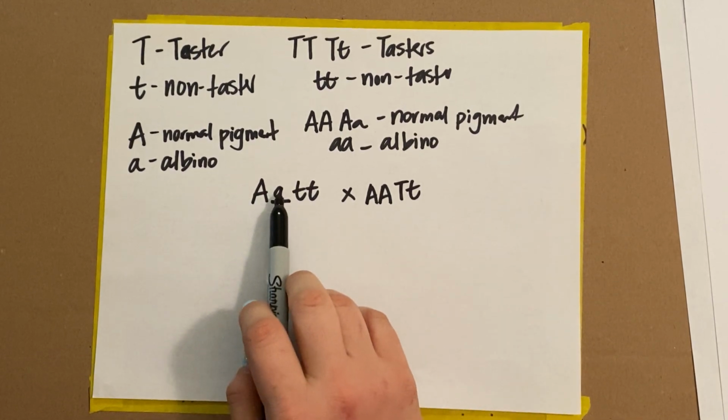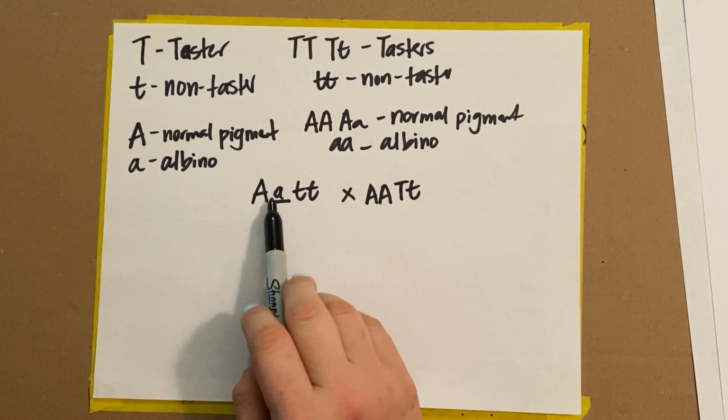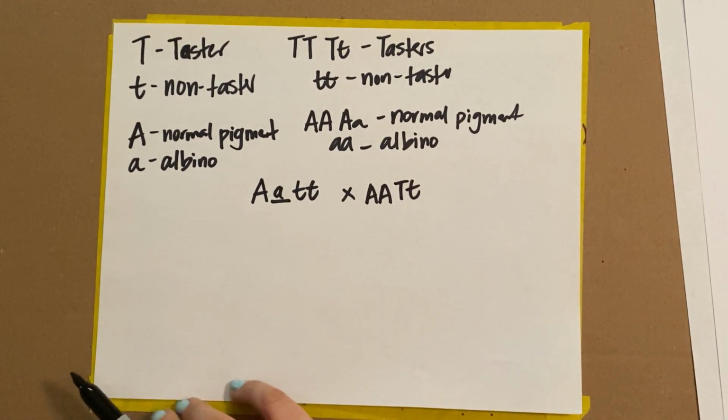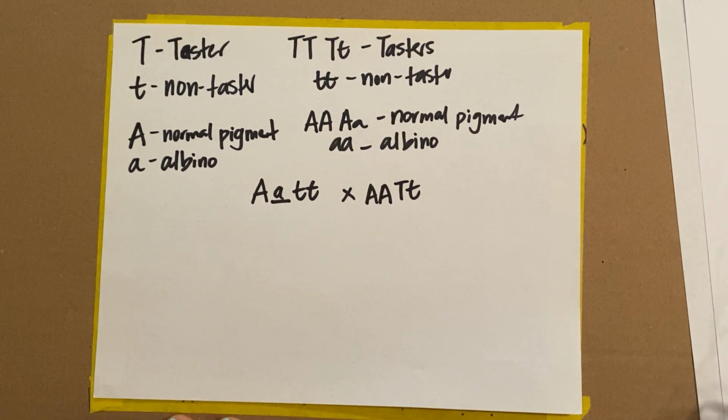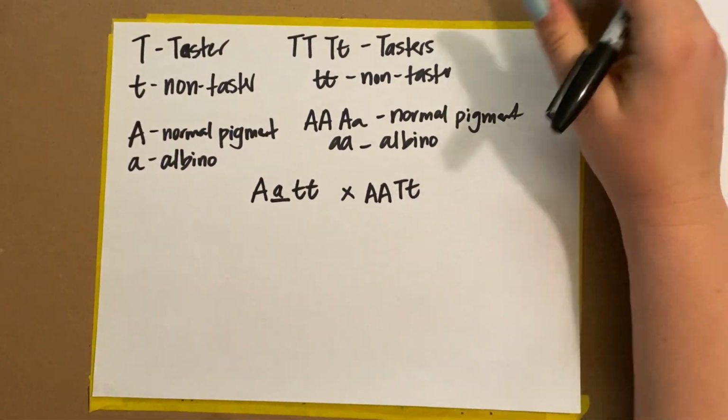And that same situation for the woman. Her father was albino, which means that she has to have gotten a little a from her father, because that's the only allele type that he has. Okay. So then it says, what are the genotypes of the possible children? So this is a dihybrid cross, okay? And so I'm going to write this bigger in a second.